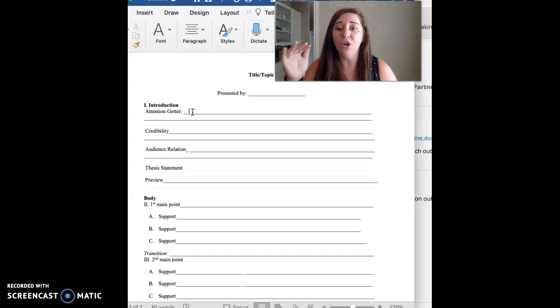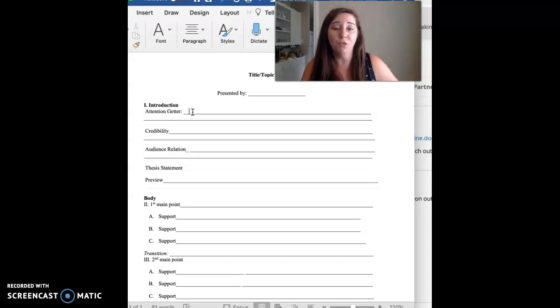The next 2 statements are thesis and preview. So your thesis is that one sentence that is exactly what it's about, right? It can be something as simple as, today I'm going to inform you about the abolition movement. That's fine. Or it can be, the abolition movement was, definition, or is, right? So you say that there. So one sentence. Your preview is where you're going to list out your main points in the order in which you're going to speak about them.